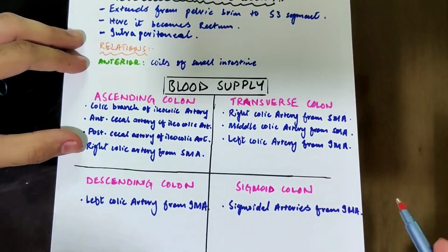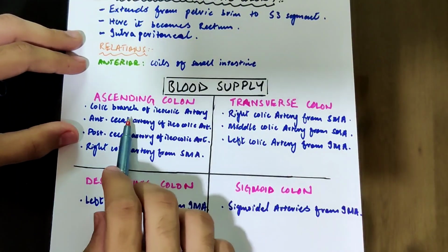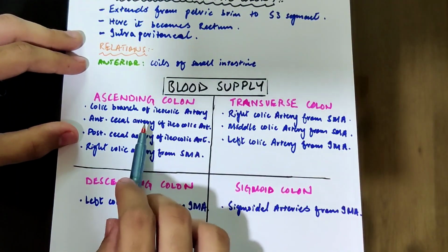Similarly, we have the venous drainage, which is quite similar to the arterial supply. We just have to substitute the name artery with the veins.